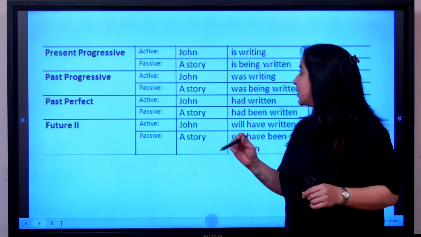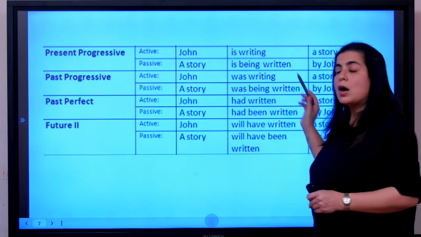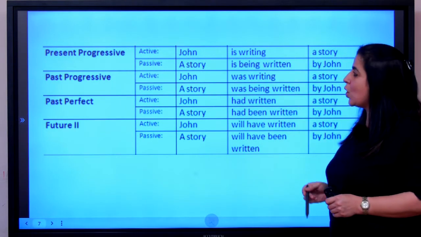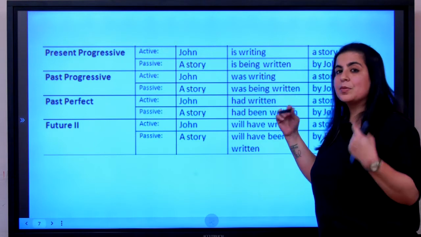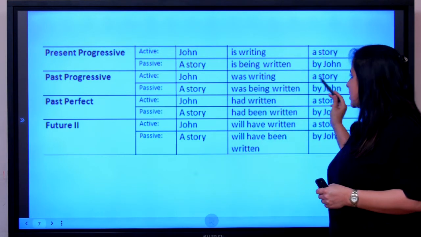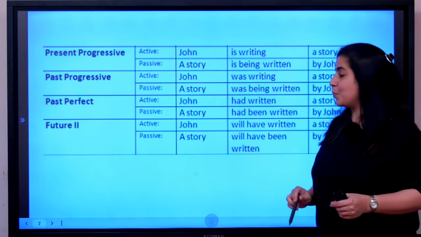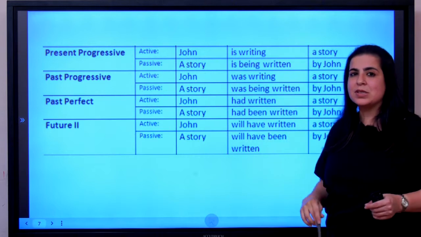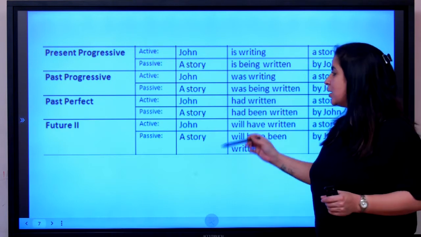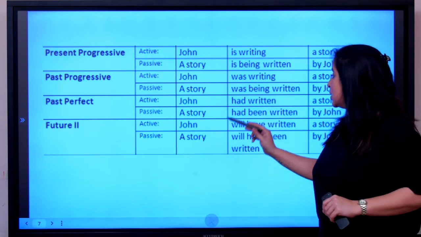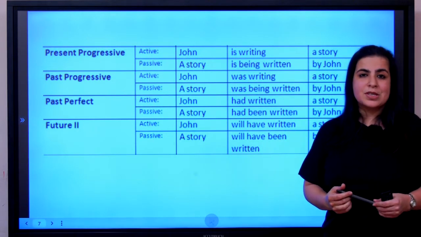Present progressive, that means is writing, is still writing. John is writing a story, a story is being written by John. Past progressive, was writing. John was writing a story, a story was being written by John. Past perfect, John had written a story, a story had been written by John. Future perfect, John will have written a story, a story will have been written by John.